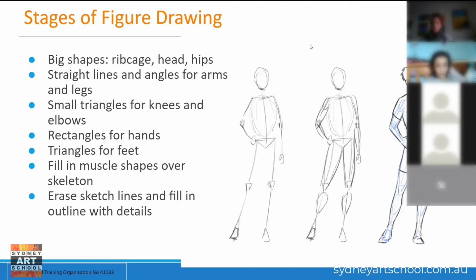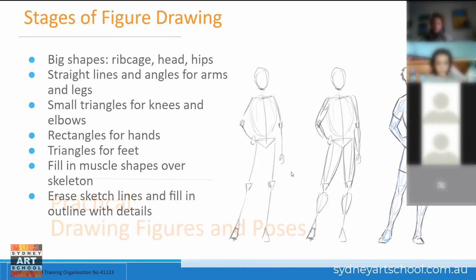So once we've started to put a little bit of muscle shapes, general muscle shapes onto our figure, then we can do the final outline. And you can see I've built that final outline just based on the initial marks that I've made here. And you can erase all of your initial sketching underneath to put that final inking on there.